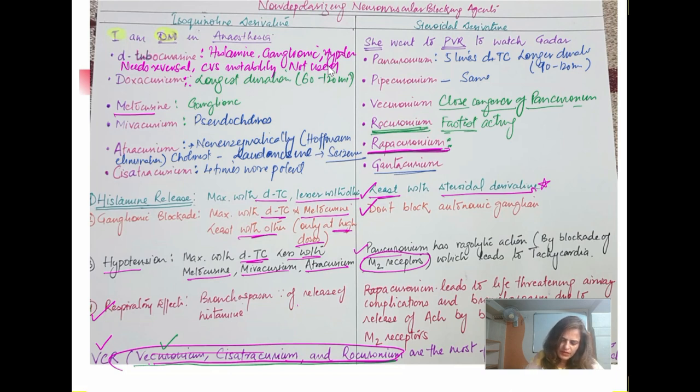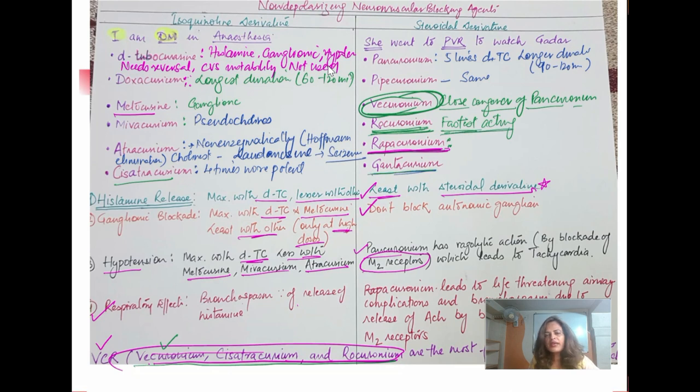This pen is not working. And then another one is cis atracurium, and the third one is rocuronium. So these three, they are more frequently selected non-depolarizing neuromuscular blocking agents. Rapacuronium मैंने बता दिया क्यों नहीं यूज करते, उसकी जगह rocuronium fastest acting बहुत ज्यादा यूज होता है.